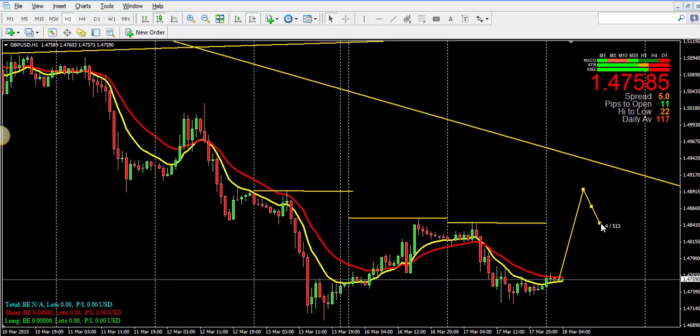Let it make a pullback towards your trend line here, and let it fail. If it's failing, it should show a W pattern, and you can buy at the pullback and continue towards the upside. Now the problem is you have a trend line here which will act as a resistance and might give you a tough time. So this could reverse and come back down and stop you out.